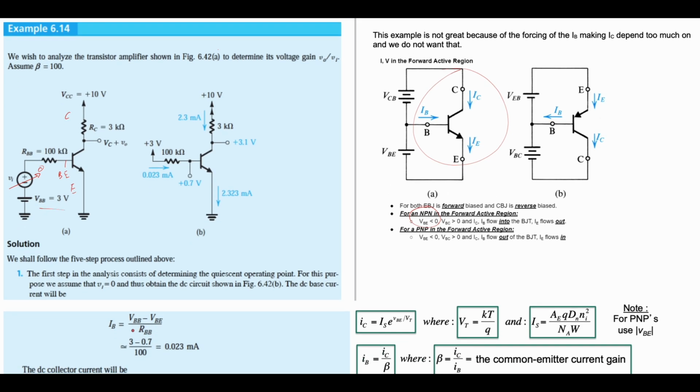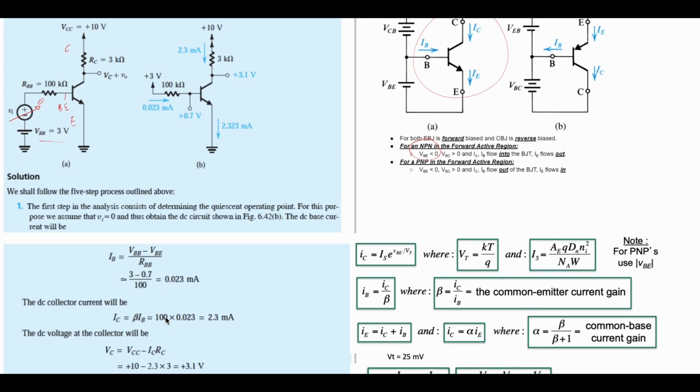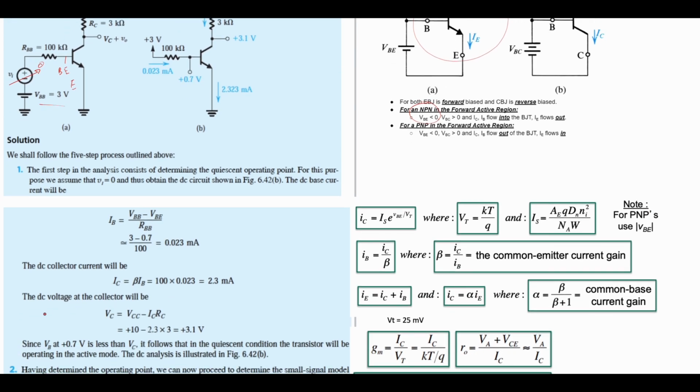And so we have this over our RBB, which is the resistor in between them, kind of like a voltage divider is what we have here. And then we set it equal to 0.023 milliamps. Now I said voltage divider, but we are not using a voltage divider. We're using Ohm's law. So the DC collector current is going to be the following, and the DC voltage at the collector is going to be the following. I'm skipping the DC collector current because that is just plugging it into the equations that we have here. That's on page 103 of the notes.